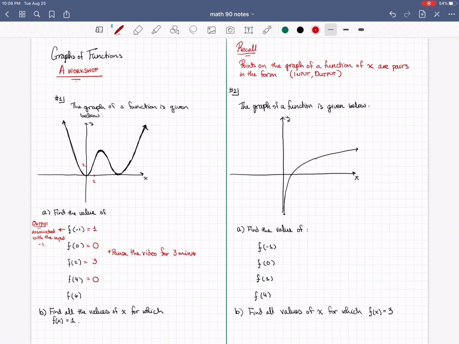Last but not least, f of 6. Okay, so here is 4, 5, 6. So there is 6 on the x-axis. That's my input. Now I'm dotting up to the graph. There it is. And I'm going to dot over to the y-axis, and you see that once again this y-coordinate is 3.